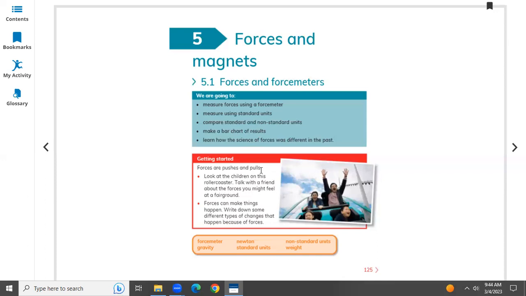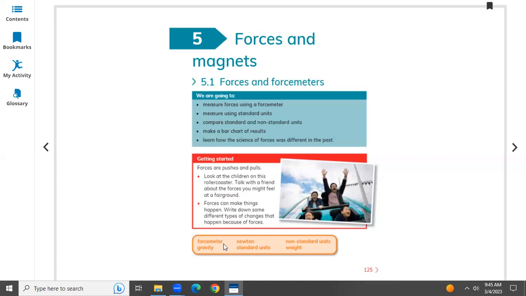Look at the children on this roller coaster. Talk with a friend about the forces you might feel at a fairground. Forces can make things happen. Obviously, when you're applying your force on something, there are different kinds of forces. Write down some different types of changes that happen because of forces. Mostly, with the help of force you can do everything, or with the help of forces, different things change their positions.